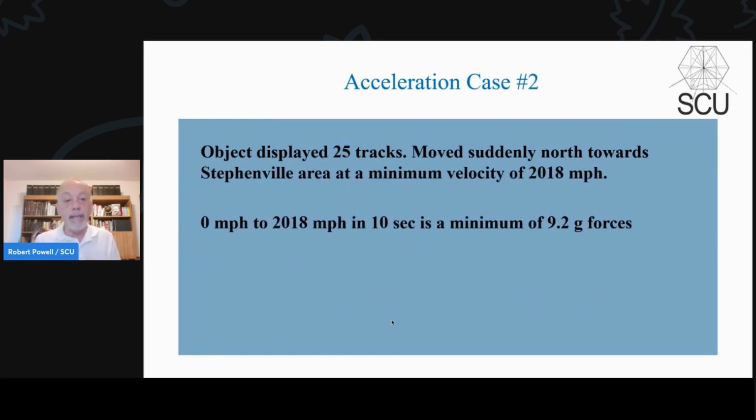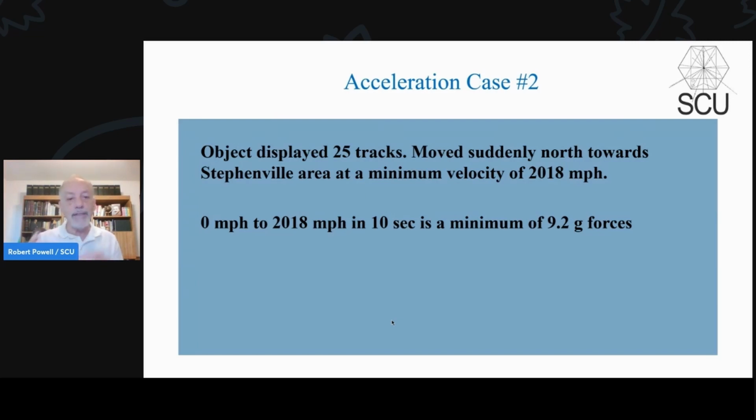This is my next to last slide, and this is probably the most important one. Remember the constable when he sees the object move to the north suddenly, and we detect that on radar. We have 25 tracks on that object. The sudden movement to the north was a minimum velocity of 2,018 miles an hour, because it rotates every 10 seconds. It could have gotten there sooner.